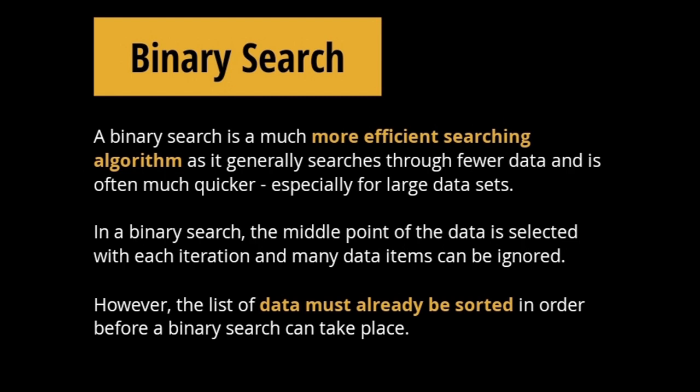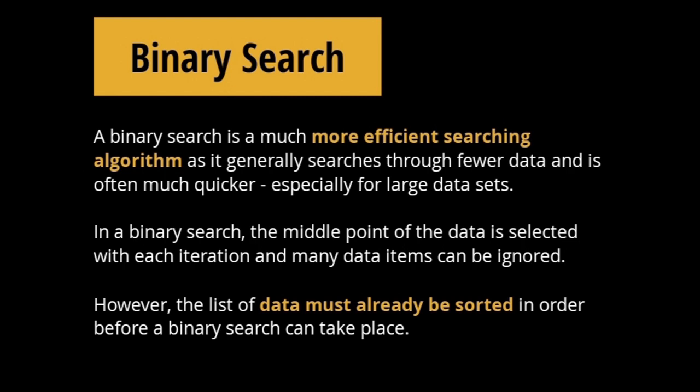Here's how it works. You start in the middle of the playlist. If your song comes alphabetically before the middle song, you know it's in the first half of the playlist. If it's after, it's in the second half. Then you take that half of the playlist and look at the middle song again, repeating the process. Each time you do this, you cut the number of songs you have to look through in half, which makes finding your song way faster.